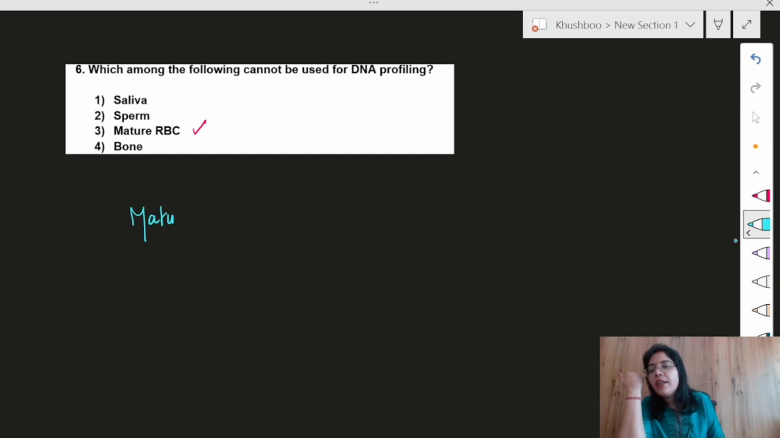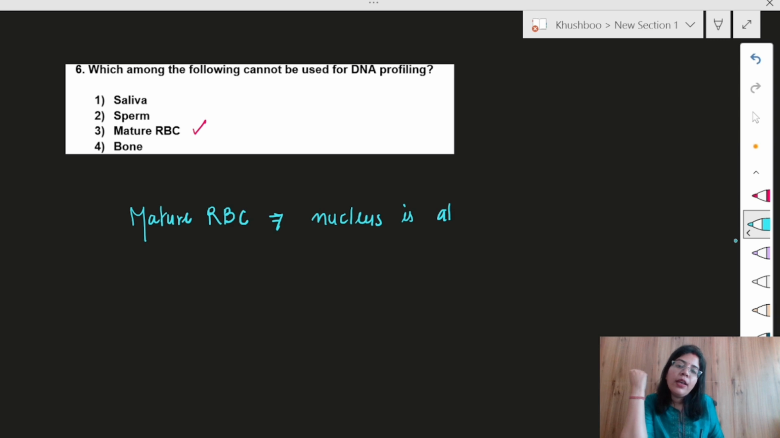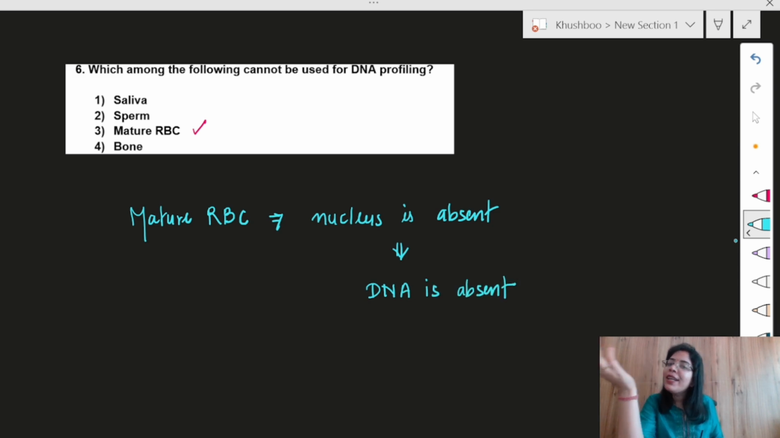You tell me. In the mature RBC, do you have a nucleus? No, nucleus is absent, right? If nucleus is absent, then will you get any DNA? No, DNA is absent. And if DNA is absent, can you do DNA fingerprinting? Absolutely not, right? So if you are getting any kind of cell which lacks a nucleus at maturity, it means that it cannot be used for DNA fingerprinting.